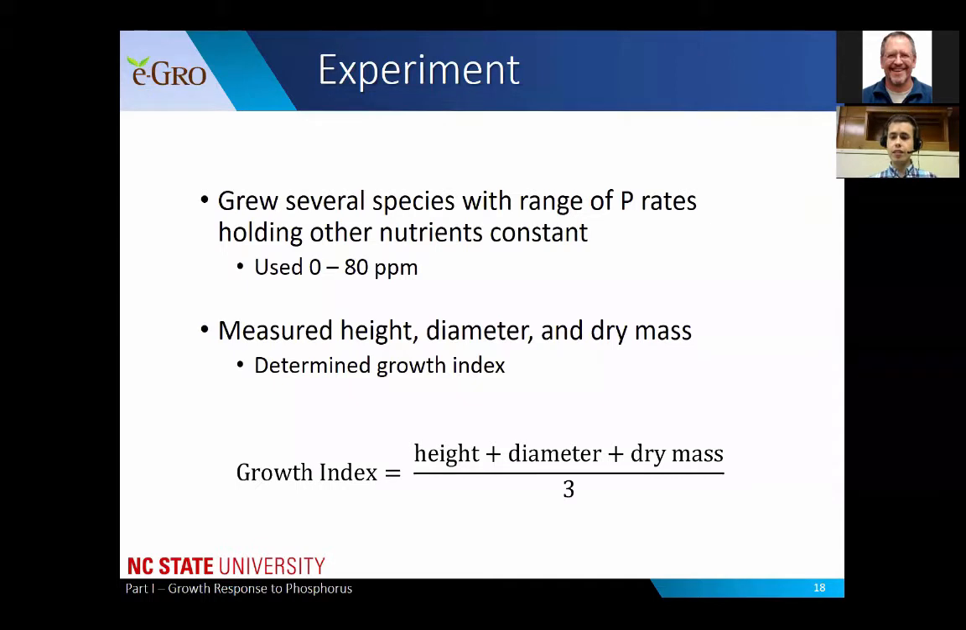And here you can see the equation for growth index at the bottom of the screen, which was height plus diameter plus dry mass divided by 3. And so this growth index we used to give us a better overall picture of what the growth was like for each crop.